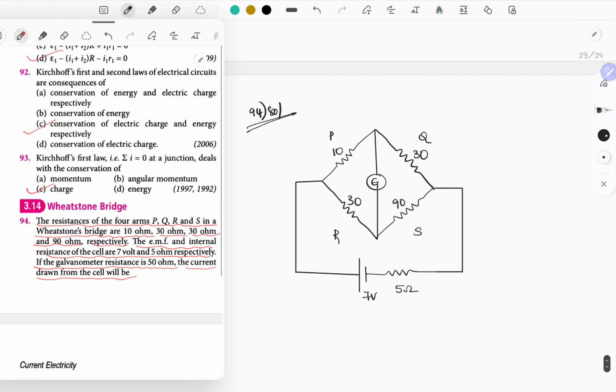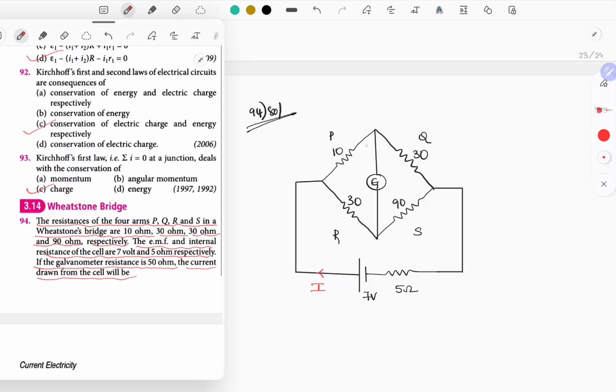Okay, super. They are not asking what is the current flowing through the galvanometer. They are asking what is the current drawn from the cell. That's what I have to find out. Before going to solve numericals based on Wheatstone bridge, we have to cross check whether it is a balanced bridge or unbalanced bridge. How can we cross check whether it is balanced or unbalanced bridge?